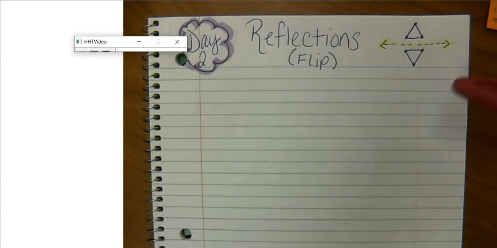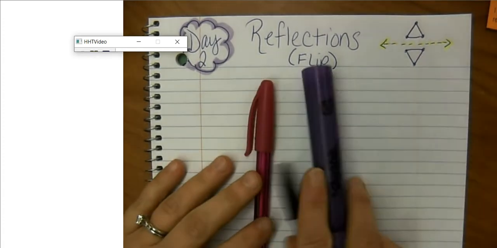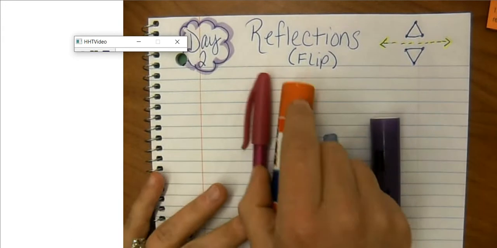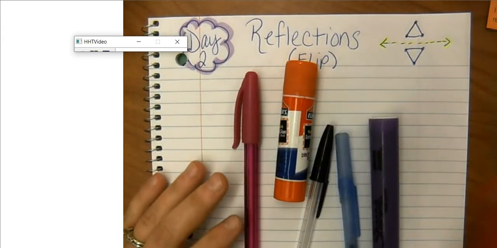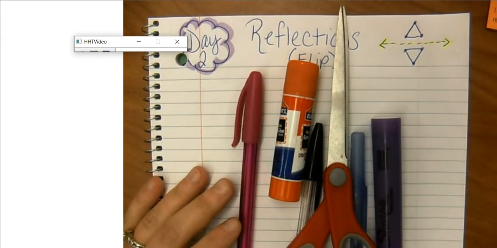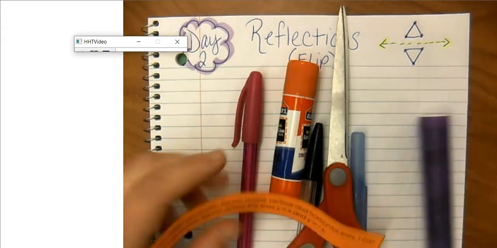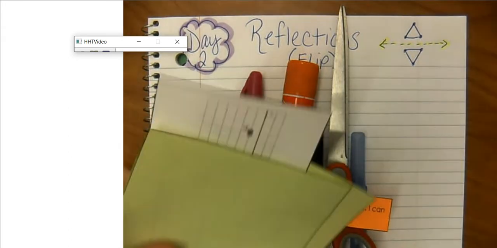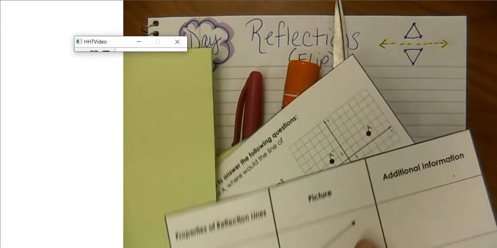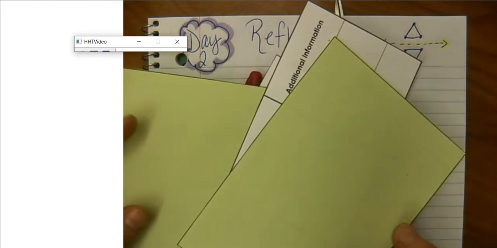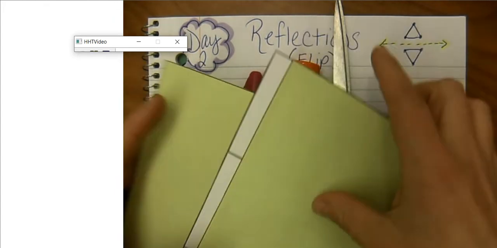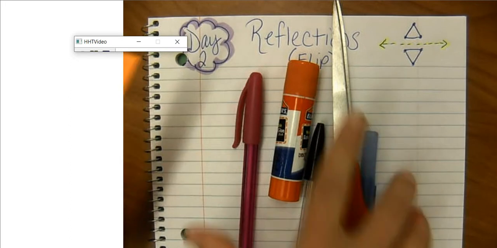For today's lesson, you are going to need some colors. You are also going to need a glue stick. You will need scissors for today's lesson, and you should also have all of your cutouts for today ready to go. So you have a few cutouts that you already received, and you will need those to be cut out before you get started with today's lesson.